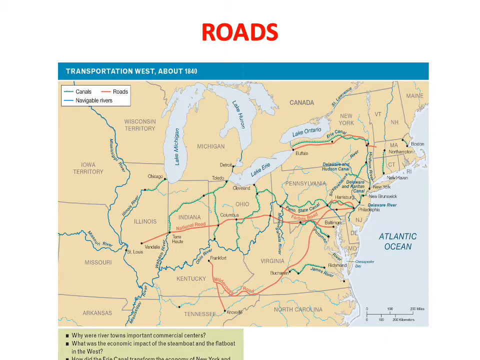This map also shows in green some of the major early canals, which we'll talk about extensively later. These were dug by hand, an extensive system of canals. And this map does not show railroads because while railroads started in the late 1830s, by the 1840s, they were not a significant factor.